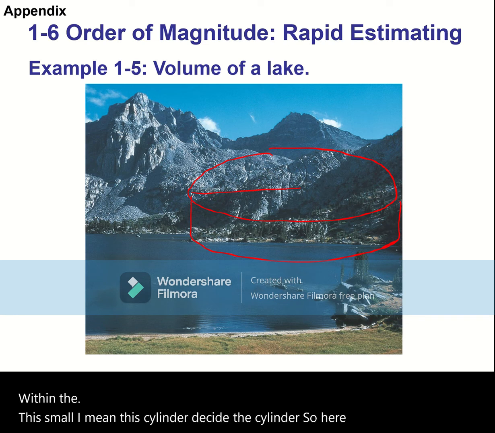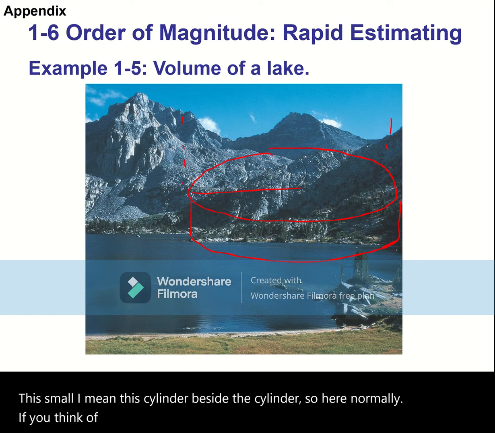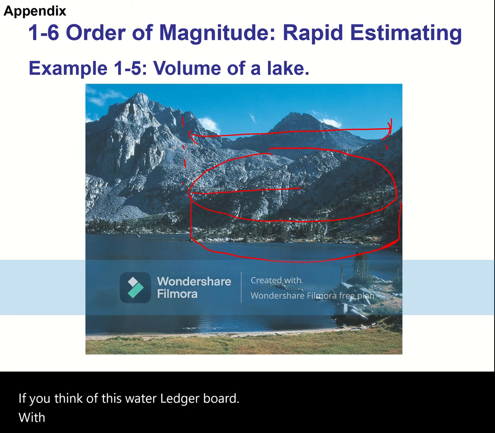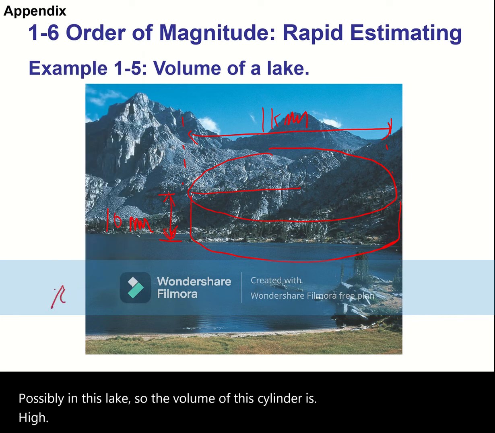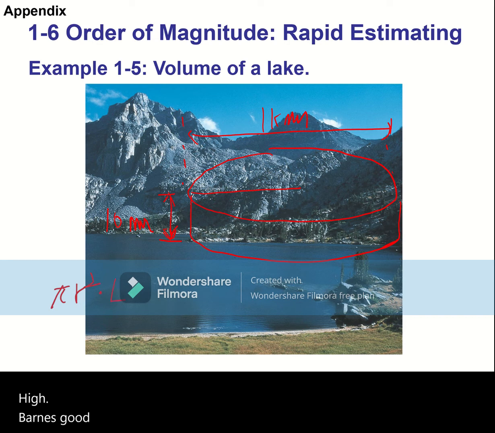So normally, if you think of this water reservoir as a tank 1 kilometer in diameter, and the depth might be 10 meters, then you can easily estimate the amount of water possibly in this lake. So the volume of this cylinder is pi r squared times depth. So r is 500 meters, so pi times 500 meters squared times 10 meters.